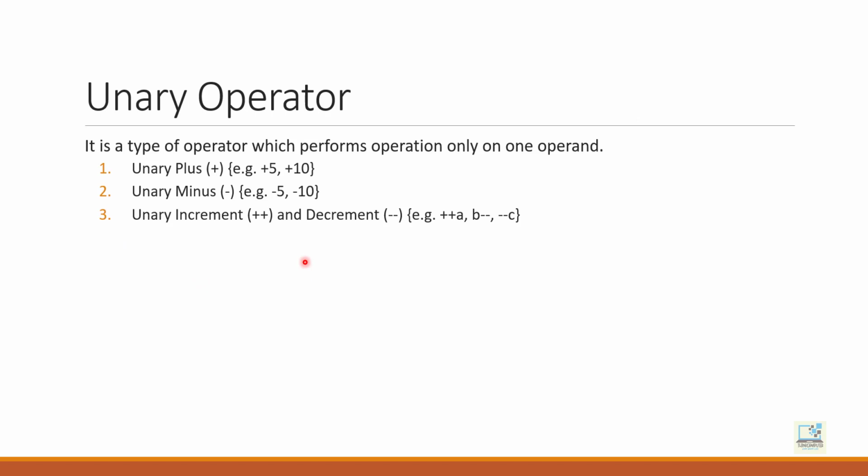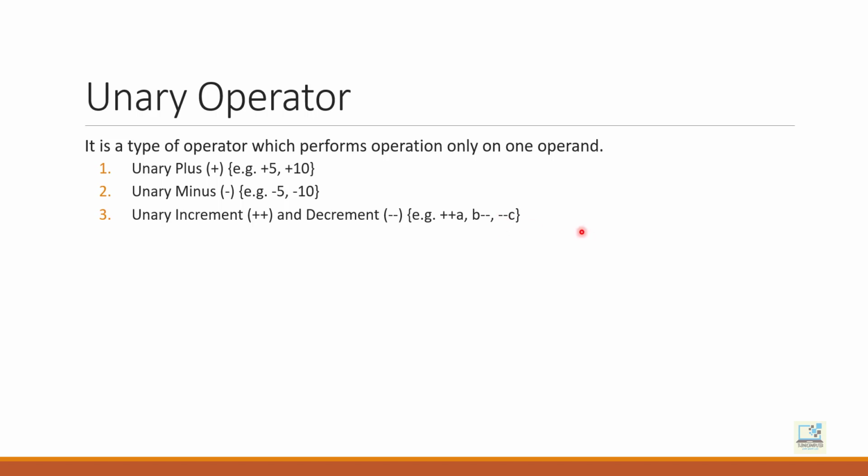We'll start with the unary operator. It is a type of operator which performs operation only on one operand. We have three types of unary operators here: unary plus, unary minus, and unary increment decrement operator. Unary plus examples are plus 5, plus 10. Unary minus examples are minus 5, minus 10. And unary increment decrement examples are ++a, b--, --c. The third one we are going to see in detail.